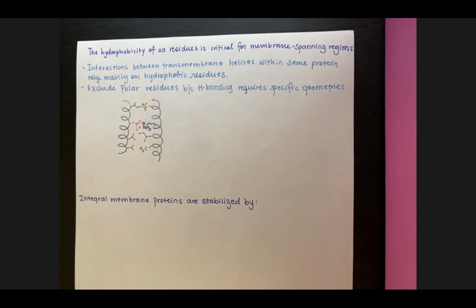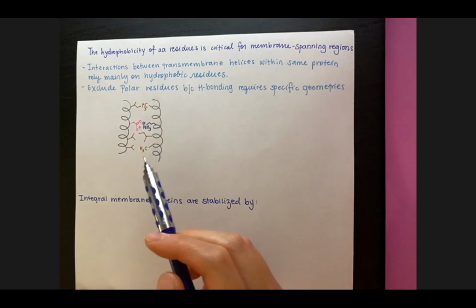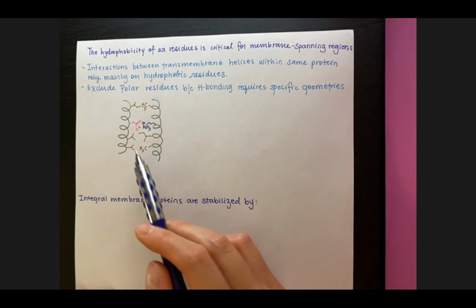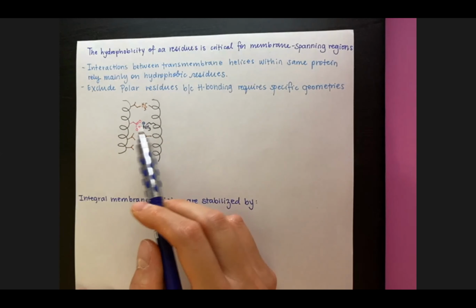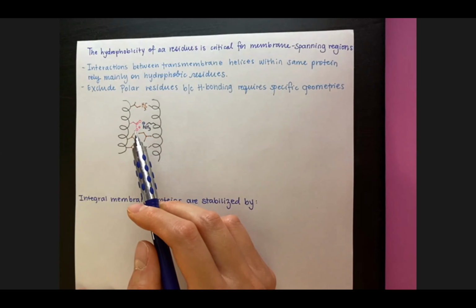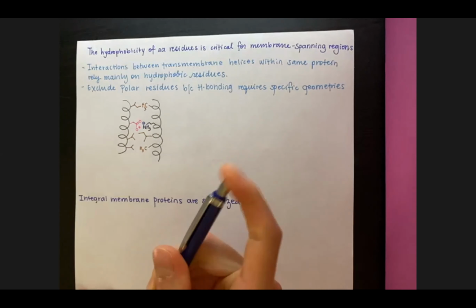So the hydrophobicity of amino acid residues is critical for membrane spanning regions, and the interactions between transmembrane helices within the same protein rely mainly on hydrophobic residues. You're not going to see that many polar residues because hydrogen bonding requires specific geometries, but if you do, they're going to be interacting in partners. So here I've drawn two alpha helices from the same protein interacting. You're going to have these hydrophobic residues. You can also have these hydrogen bonding partners, so here an aspartate and a lysine.